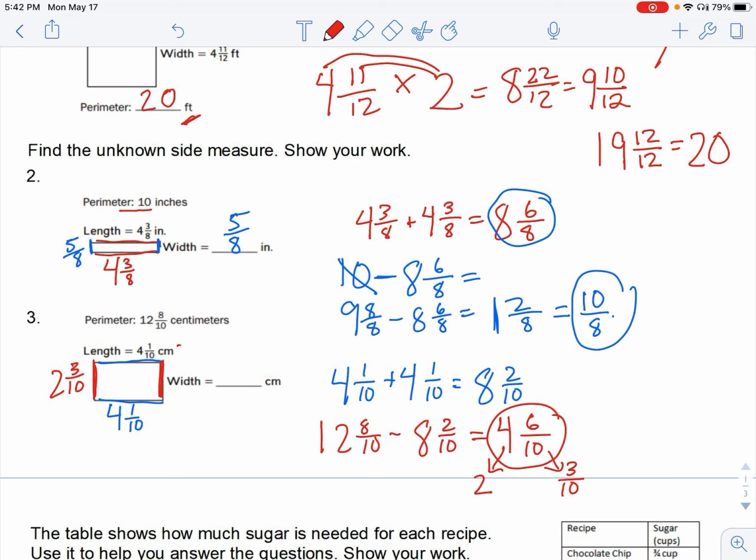And for all of these, it's a good habit to always include your units, right, centimeters, because we're just talking about a width. And it's also a good habit to go back and check after the fact. Just for time today, I didn't do that, but I should add 4 and 1/10 plus 4 and 1/10 plus 2 and 3/10 plus 2 and 3/10 and make sure I get 12 and 8 tenths. So if you did that, give yourself an extra pat on the back. Okay, good work on this do now.